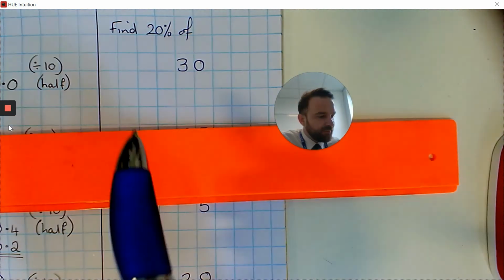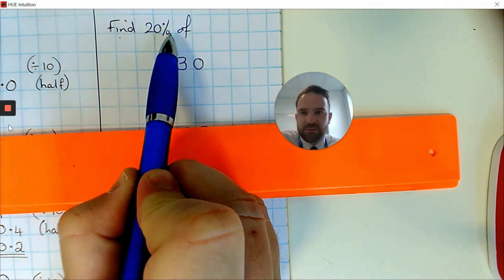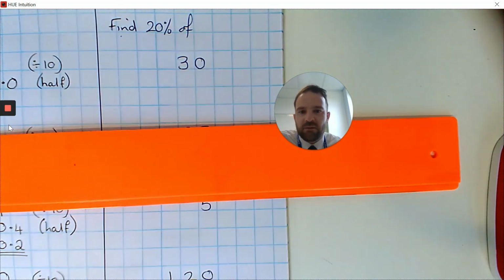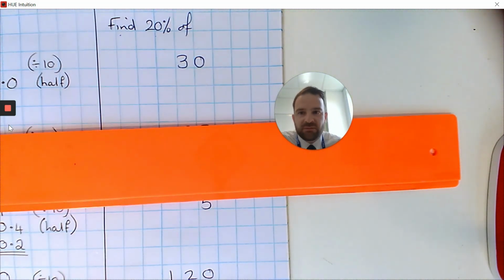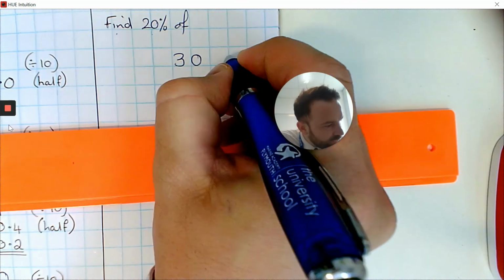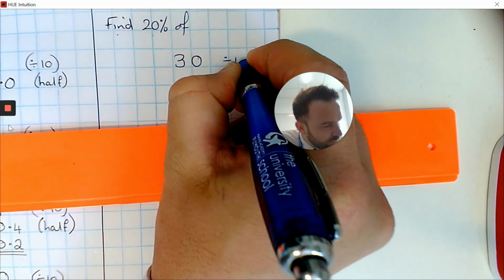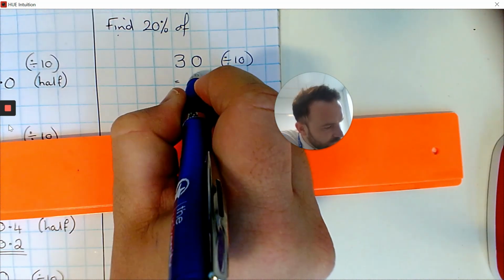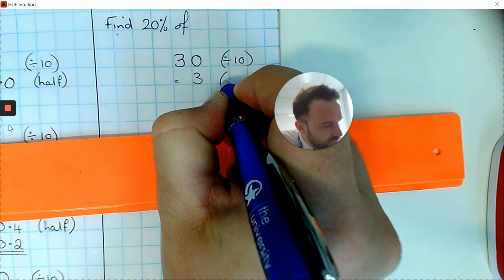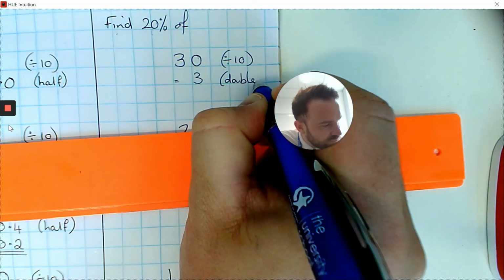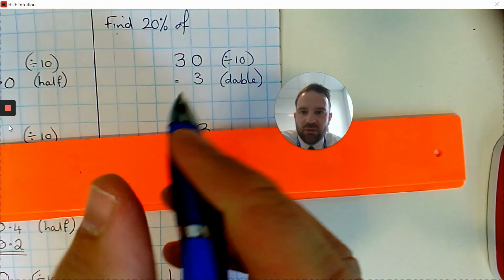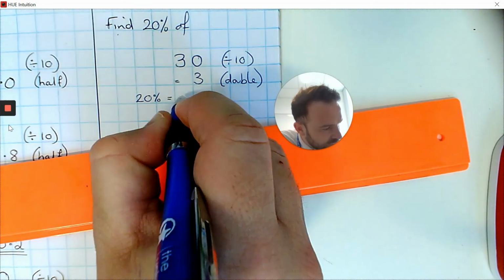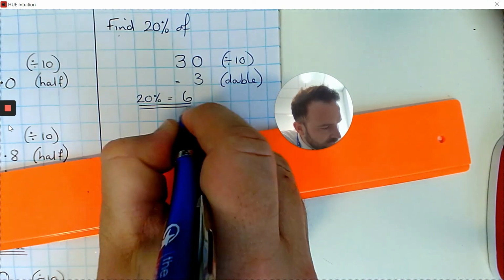So my first one is find 20% of 30. So my key message said find 10% and then double it. So to find 10%, remember we divide by 10. So 30 divided by 10 is 3. And then what I need to do is double my answer. So double 3 means that 20% of 30 is 6.